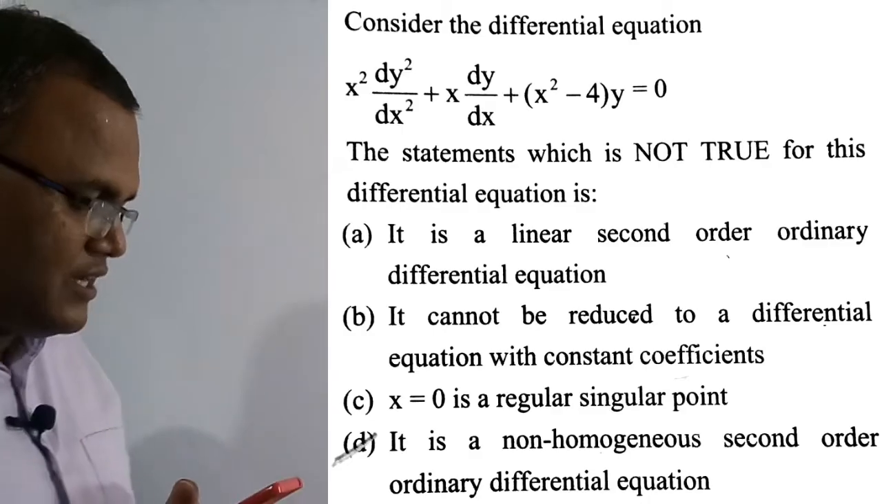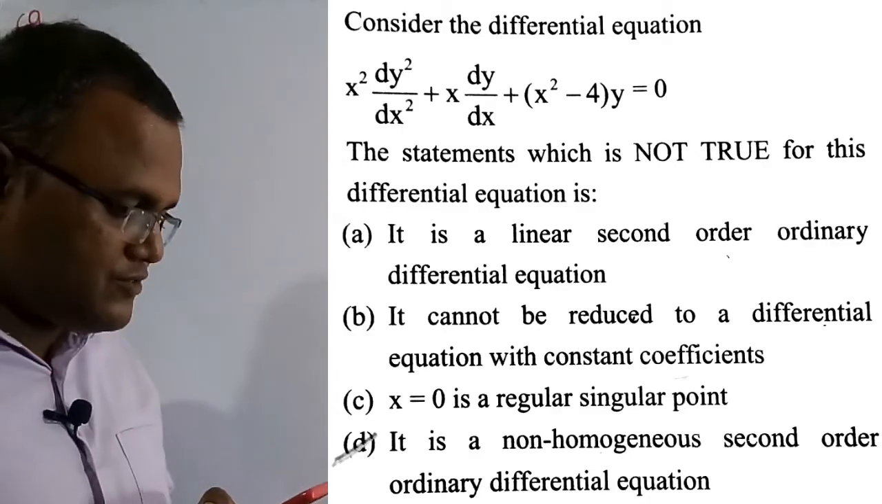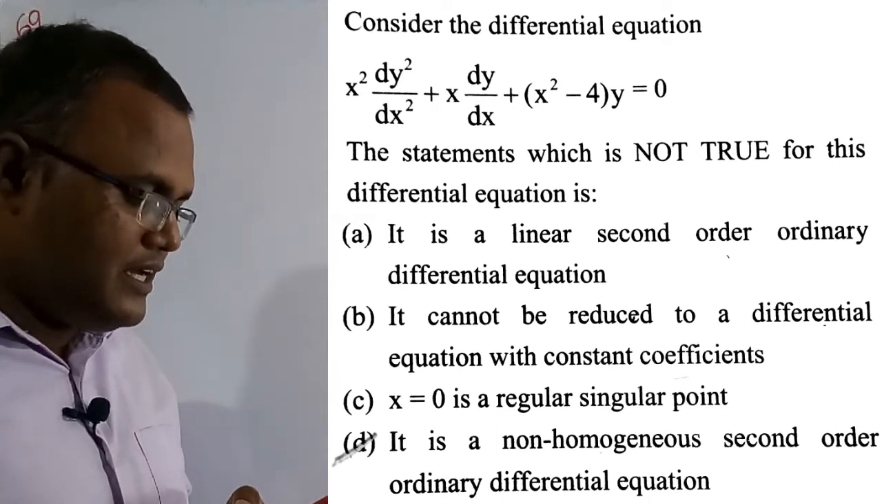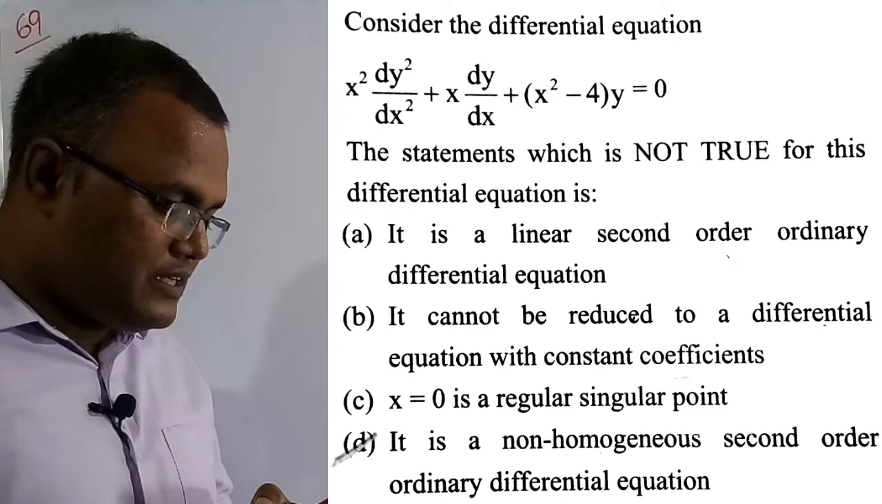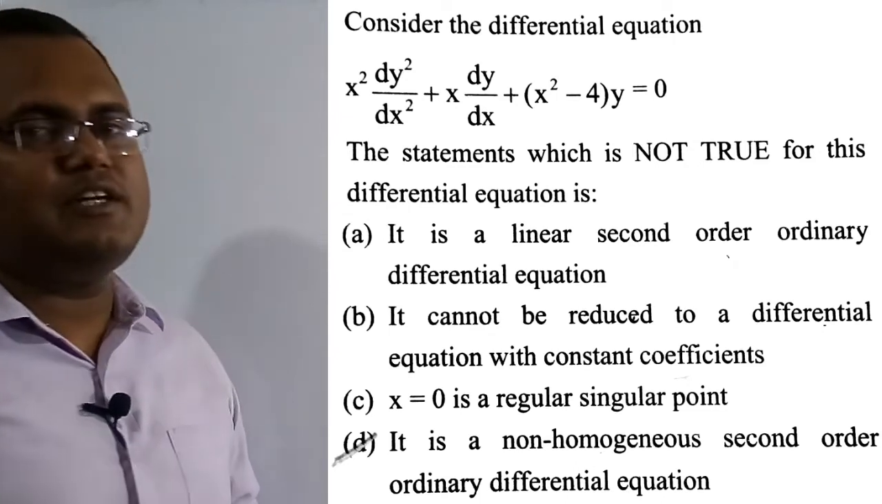So now we are going to solve the 69th question. See the question here. Consider the differential equation x squared d squared y by dx squared plus x dy by dx plus (x squared minus 4) y equals 0. The statement which is not true for this differential equation is.